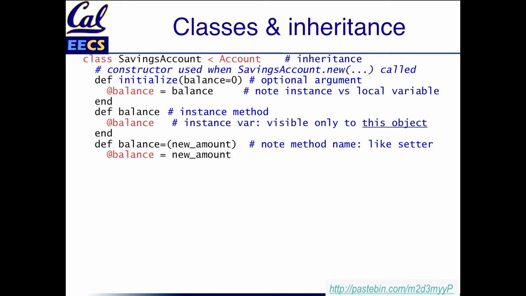Of course, real bank accounts are not quite this easy to add money to yourself, so we'll get more realistic in a moment. We can also deposit. That's easy enough. We just add the deposit amount onto the instance variable balance.